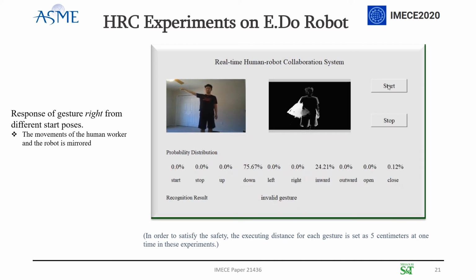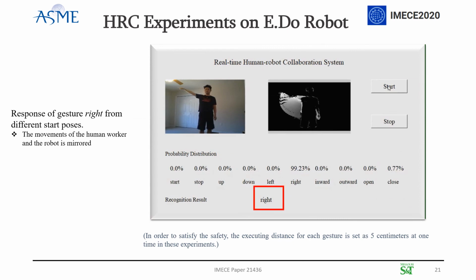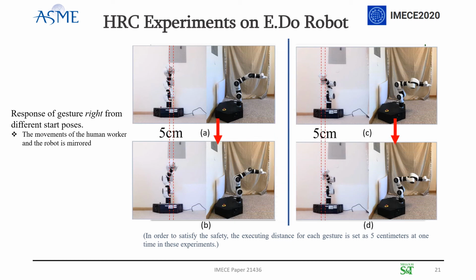It can be seen this gesture was recognized correctly with a high probability. And when the robotic arm obtained the final result, it would move the end effector to the right, no matter which position it was in, and it can be seen here. In order to satisfy safety, the moving distance for each input gesture is set as 5 centimeters.